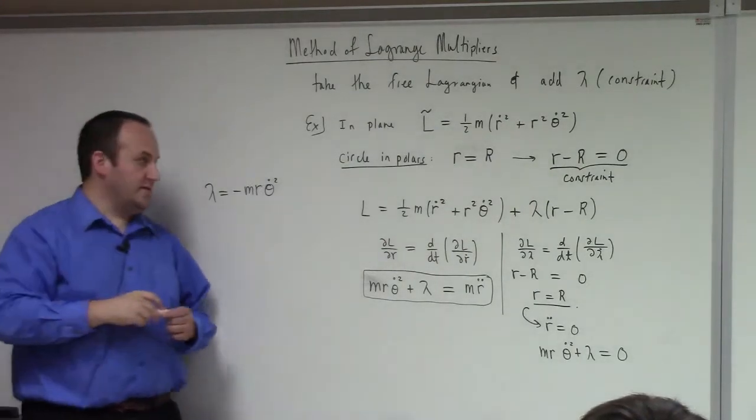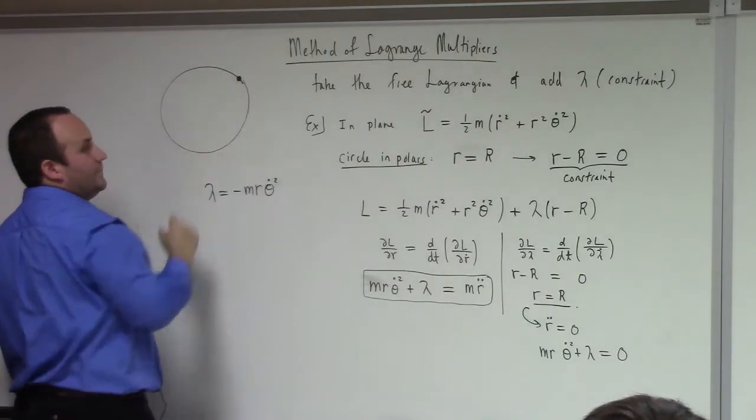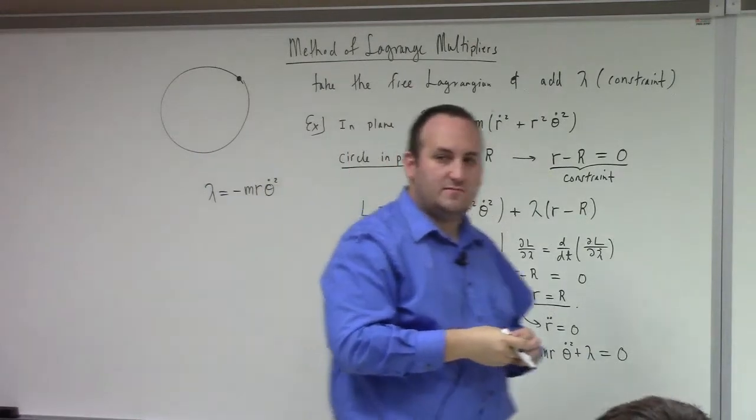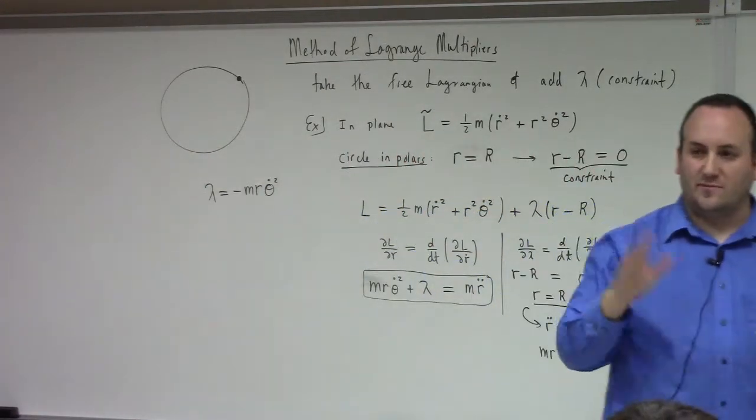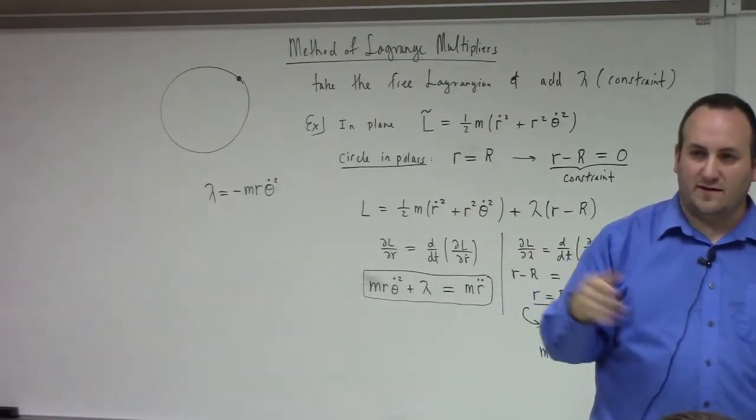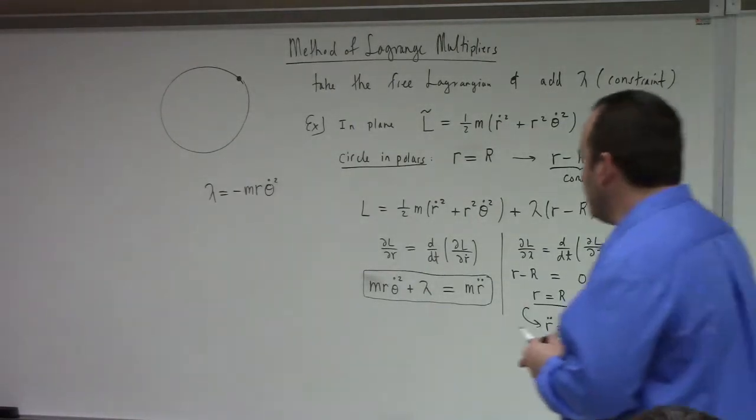What does this mean? If you were constrained to going in a circle, in other words, your r is constant, what do you feel? You feel like you're being pushed off the circle, right? I mean, you have that so-called centrifugal force. But we know that the centripetal force is what's needed to keep you going in the circle, right? Lambda is precisely that centripetal force. See this?